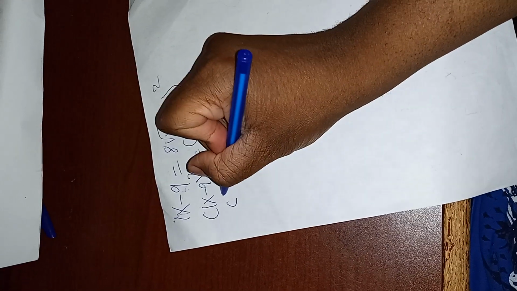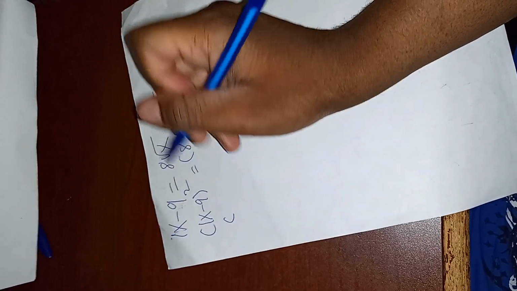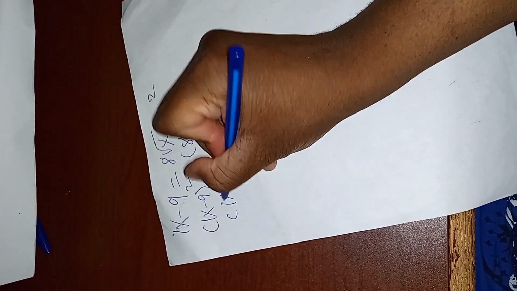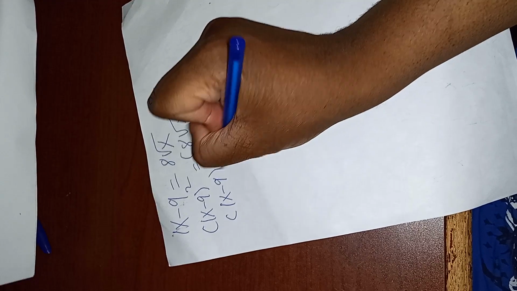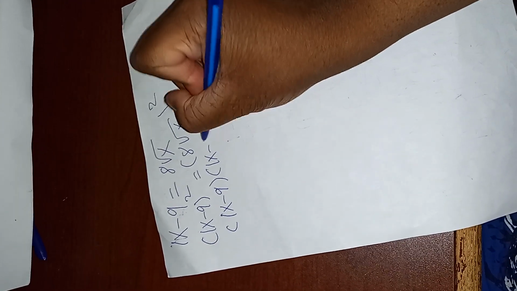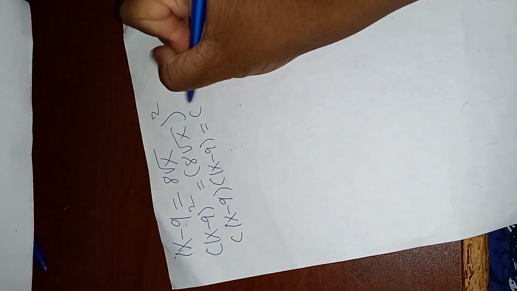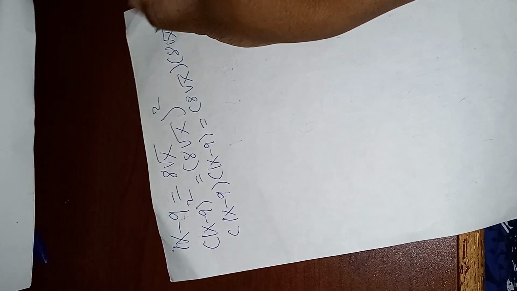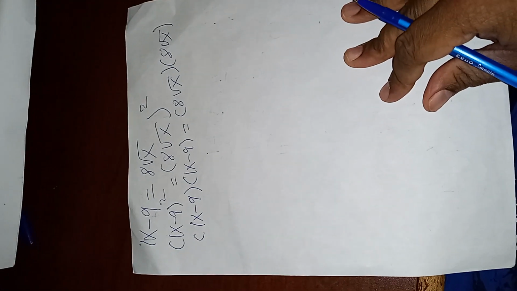So it's going to equal 1x minus 9 squared equal to 8 square root of x squared. So that breaks down to 1x minus 9 times 1x minus 9 is equal to 8 square root of x times 8 square root of x.